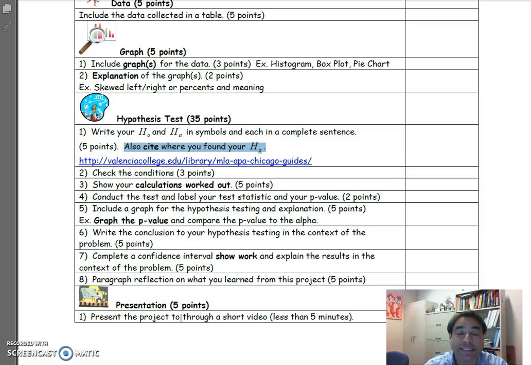But the easiest way is to put it to YouTube and send me the link. There can be some issues with attaching files, but again, you can. But that is 5 points.